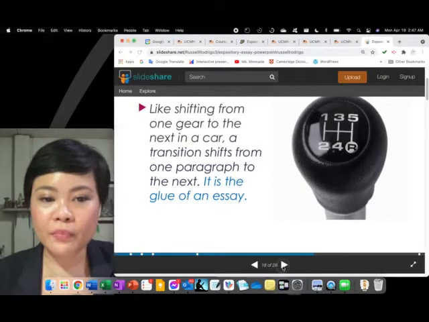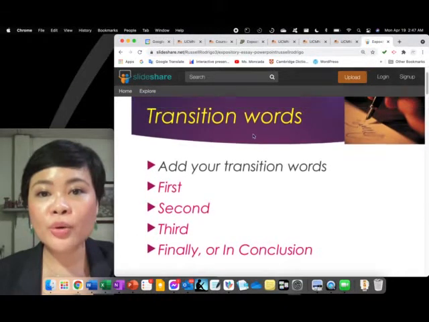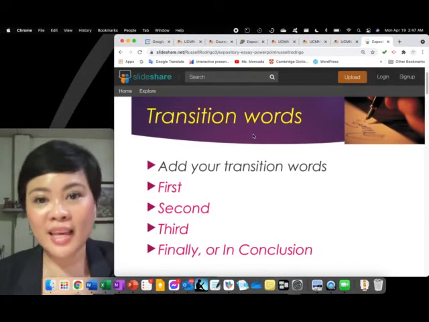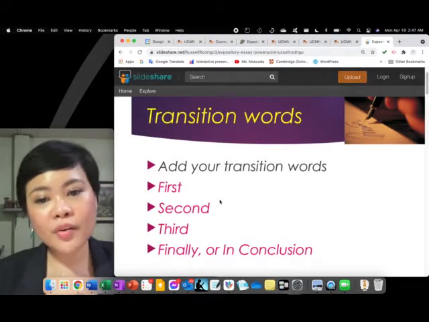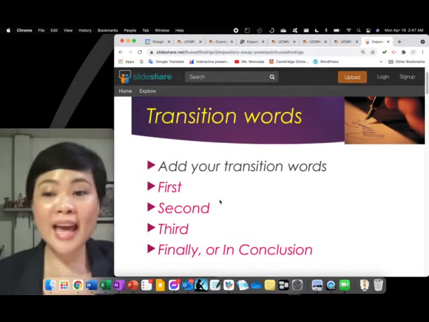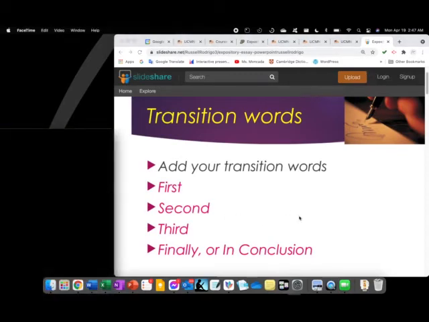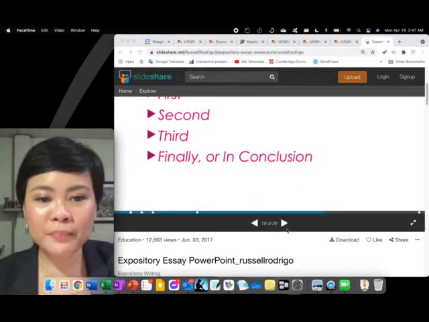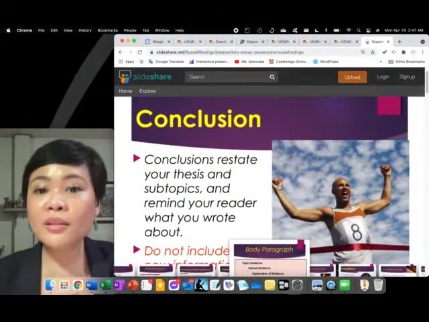They are signposts for the reader to know where you're at in the essay. So these are some examples like first, second, third, finally, in conclusion, next. Therefore. All right. So use those words and use them properly. And now, moving on, for the conclusion.